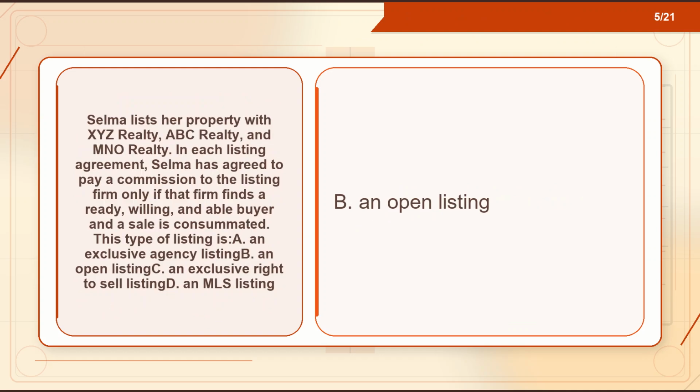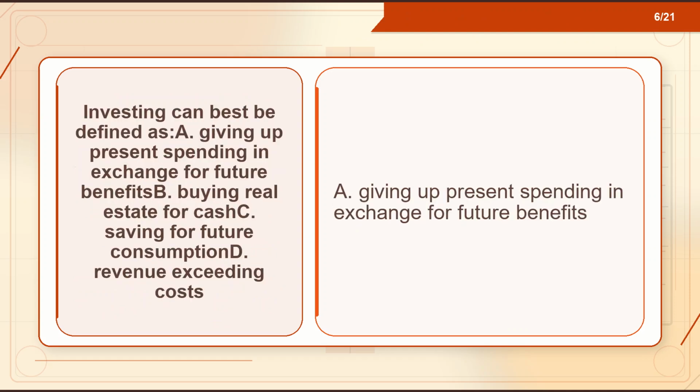Flashcard 5. Term. Selma lists her property with XYZ Realty, ABC Realty, and MNO Realty. In each listing agreement, Selma has agreed to pay a commission to the listing firm only if that firm finds a ready, willing, and able buyer and a sale is consummated. This type of listing is A. An exclusive agency listing. B. An open listing. C. An exclusive right to sell listing. D. An MLS listing. Definition. B. An open listing.